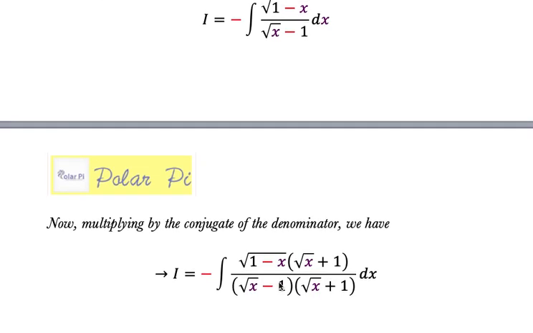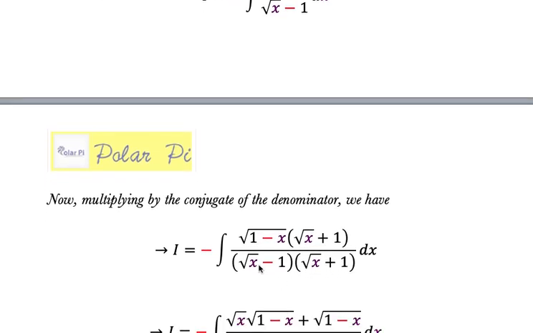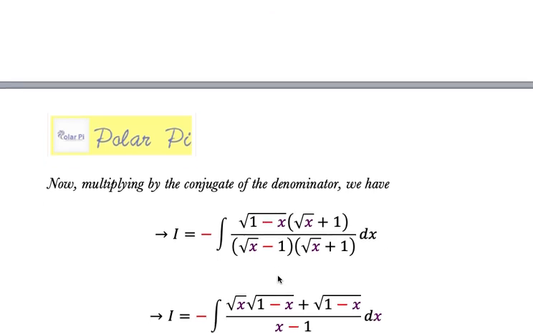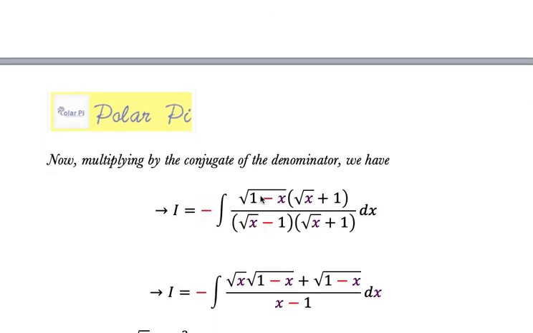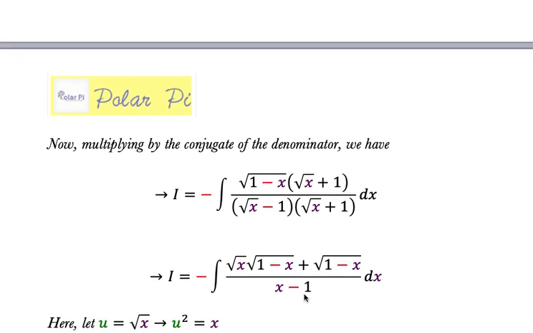And here, we're using the conjugate of the denominator to simplify and clean up. This is pretty straightforward. Obviously, distributing this square root of 1 minus x in this part, we'd get this. And then distributing it to the 1, we'd get this. Otherwise, difference of squares here, right? So we're going to get x minus 1 in the denominator, because it'd be root x squared, which is x, minus 1 squared, which is 1, right?